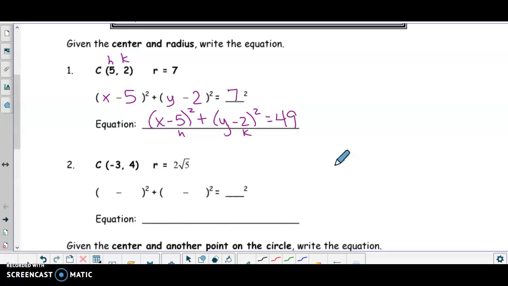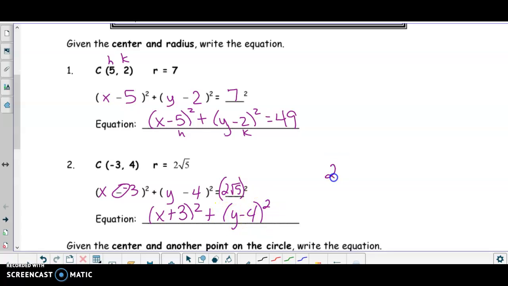Sometimes our radii are not super pretty, so this one would be x minus a negative 3. We'll simplify that in a minute. Squared, and y minus 4 quantity squared. And then we have 2 times the square root of 5, squared. So we can simplify our minus a negative 3: x plus 3 quantity squared plus y minus 4 quantity squared.